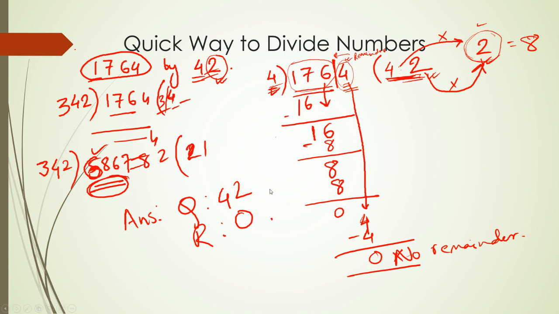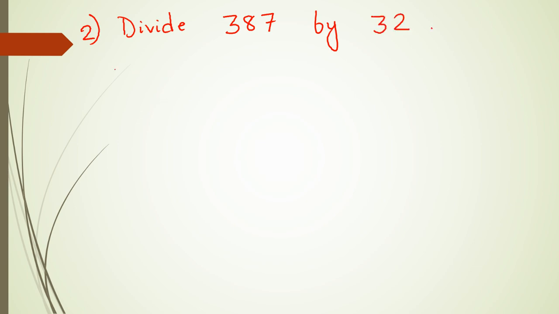Now we will move to another example. Let's say we want to divide 387 by 32. We'll do the same thing. We will write only 3 here, we will write 387 here, and we will keep 2 separate, writing this 2 separately somewhere here. Since only one digit is there, we will put a bar one digit from the right.